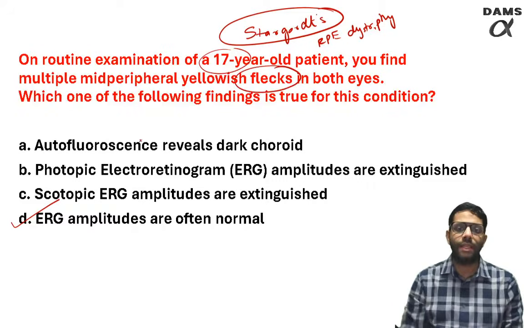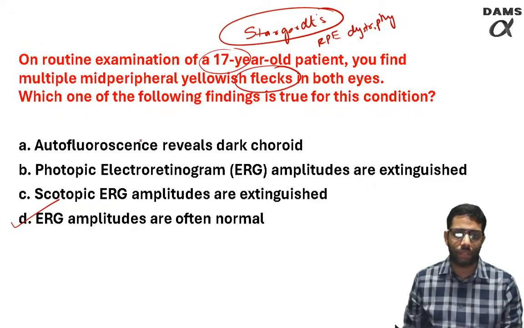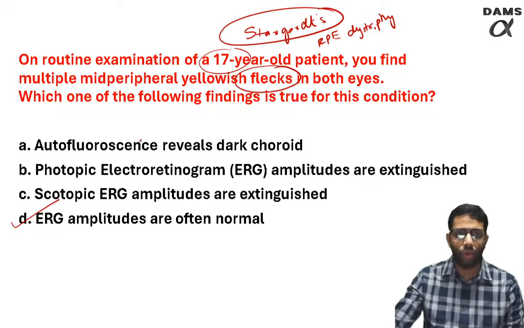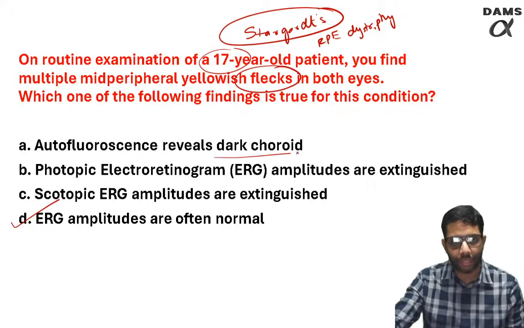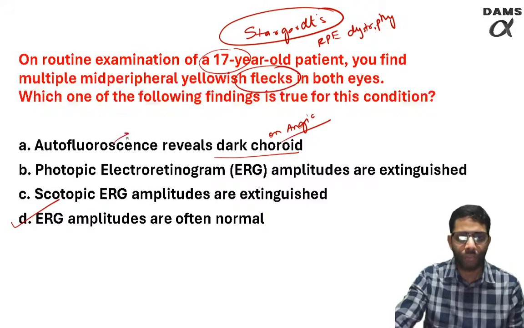EOG is decreased in later stages. Electrooculogram is decreased. And autofluorescence reveals a dark choroid is seen. That is true, but the dark choroid is seen on angiography, not on autofluorescence. Autofluorescence will tell you about the lipofuscin deposit everywhere in the retina, scattered like flecks.